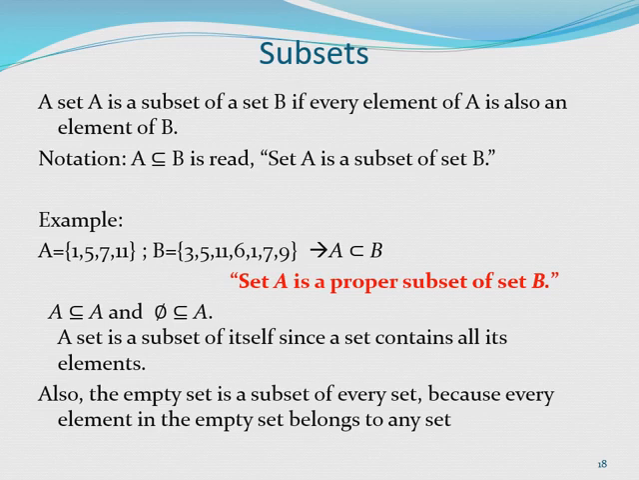In case all the elements of A are all the elements of B, then we'll say they are equal sets. Then we will also say it is not a proper subset because both are the same. A set is a subset of itself since a set contains all its elements. A is a subset of A.